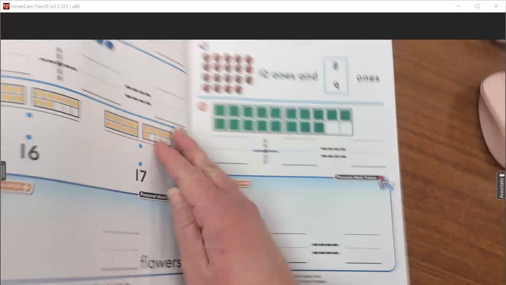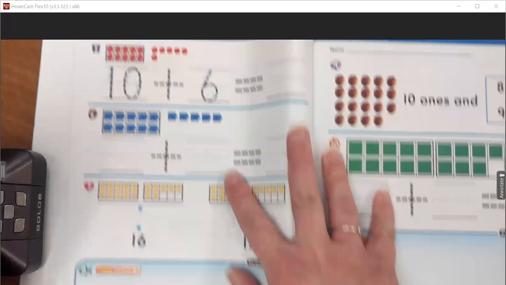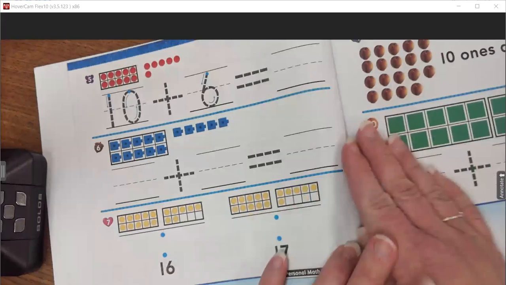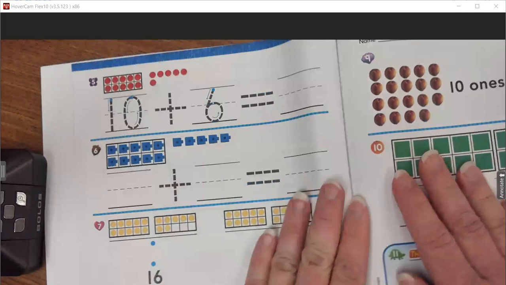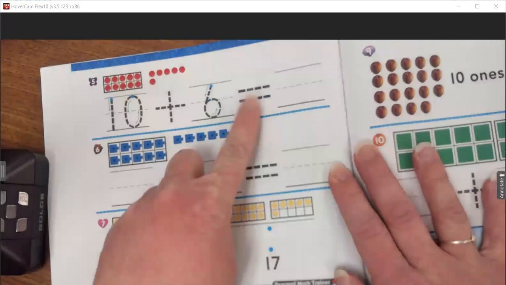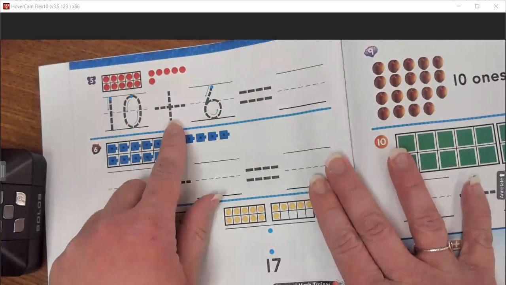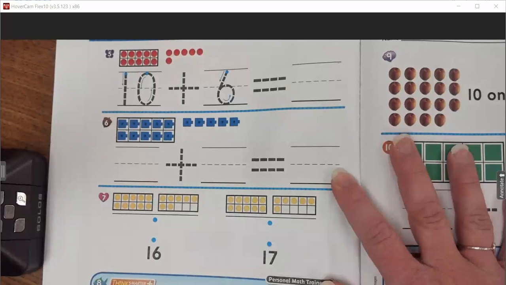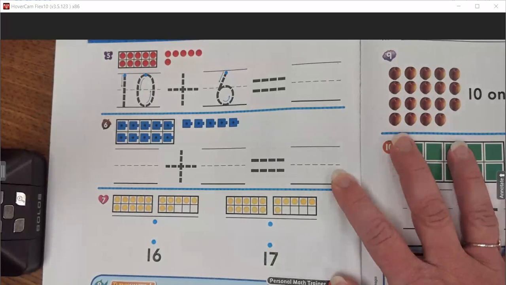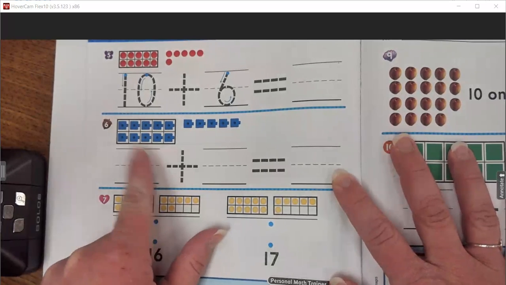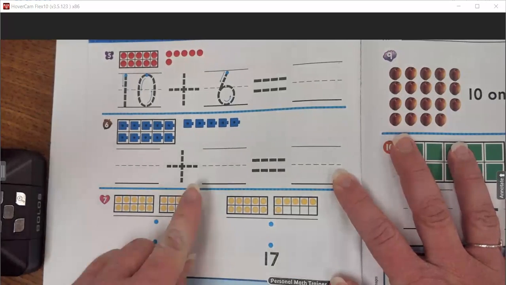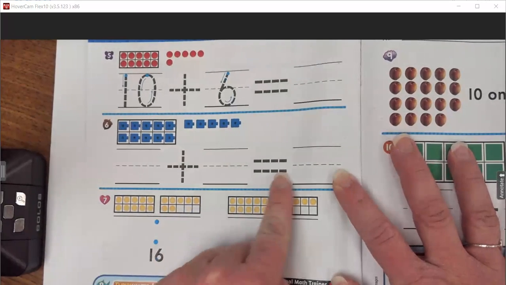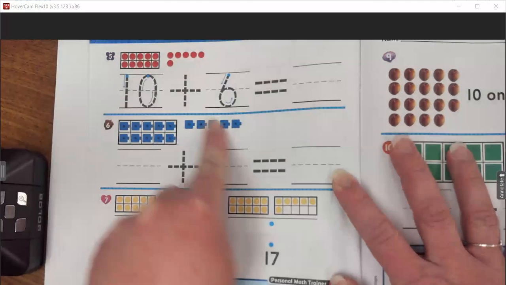All right, next stage of the test. Number 5, the butterfly, you're going to show me what 10 plus 6 equals. So go ahead and trace over this. 10 plus 6 equals blank. Number 6, you're going to write how many are in the tens frame plus how many are outside of the tens frame equals how many total.